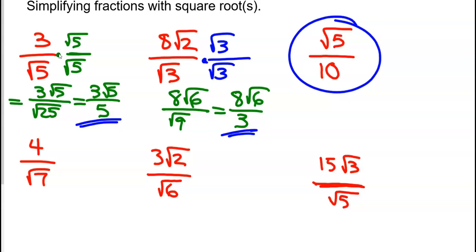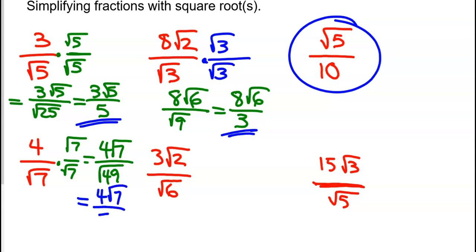Alright, so here we're going to multiply both the numerator and the denominator by the square root of 7. So the numerator becomes 4 root 7. The denominator becomes the square root of 49, so 7 times 7 is 49. The square root of 7 does not have a perfect square factor other than 1, so the numerator will remain 4 root 7. But the denominator will become 7, since the square root of 49 is 7.